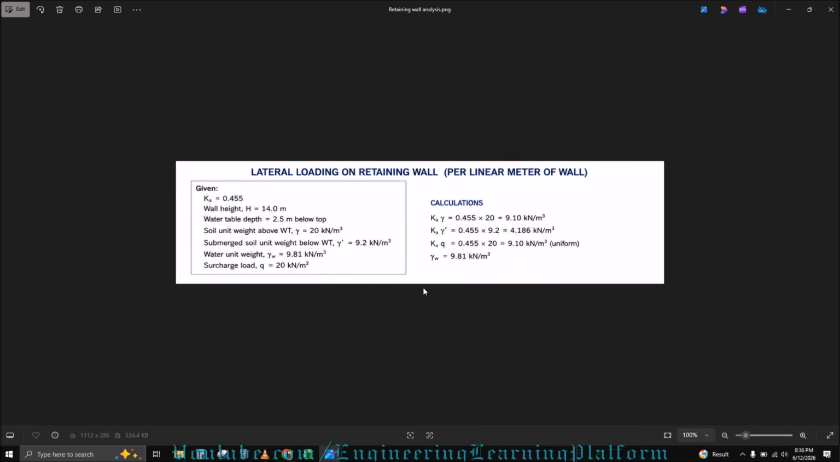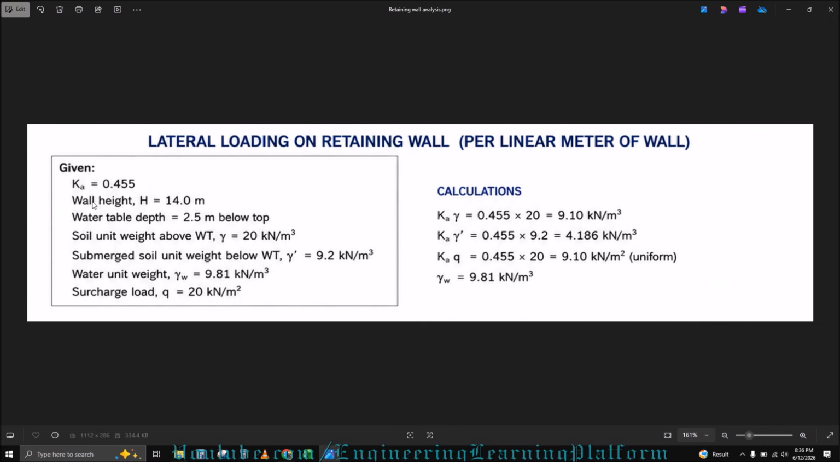The problem we have is that our active earth pressure coefficient is given as 0.455. The wall length, or you can say the wall height, is 14 meters. Water table depth is 2.5 meters below the top. Soil unit weight is given as 20 kilonewton per meter cube. Because we have a water table in our problem, the submerged soil unit weight is 9.2 kilonewton per meter cube, and the water unit weight, which is a standard, is 9.81 kilonewton per meter cube. Surcharge is given as 20 kilonewton per meter square.